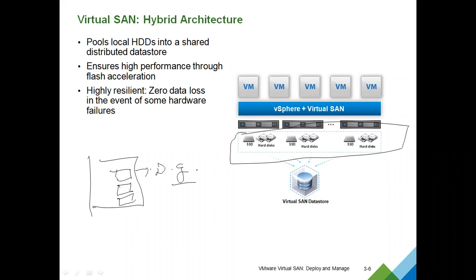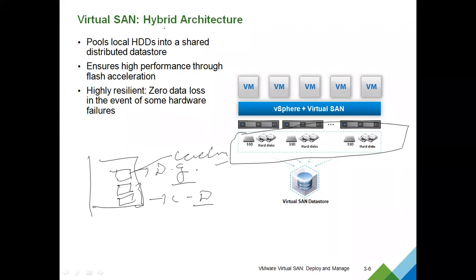In each disk group, there would always be a cache drive, which will take care of your data reads and writes. And there is another set of disks called capacity drives. The capacity drive is actually going to store the data. So when we are clubbing this storage in the form of a VSAN datastore, there are two modes.